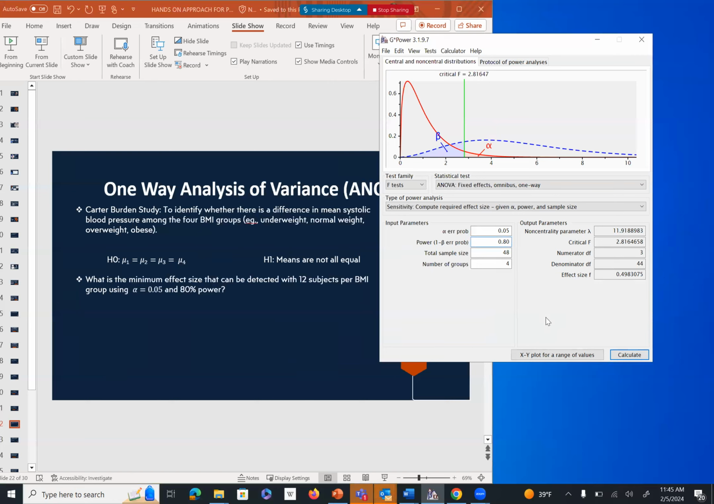Is this working? Hi, can you guys see the screen still? Yep. Okay, I thought it was my computer freezing, sorry. It's just not moving as much. Okay.